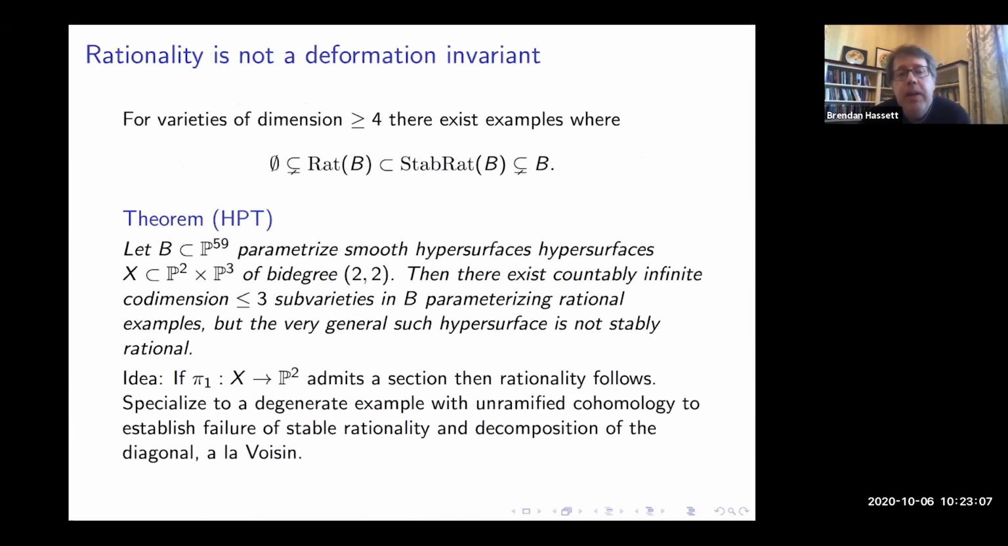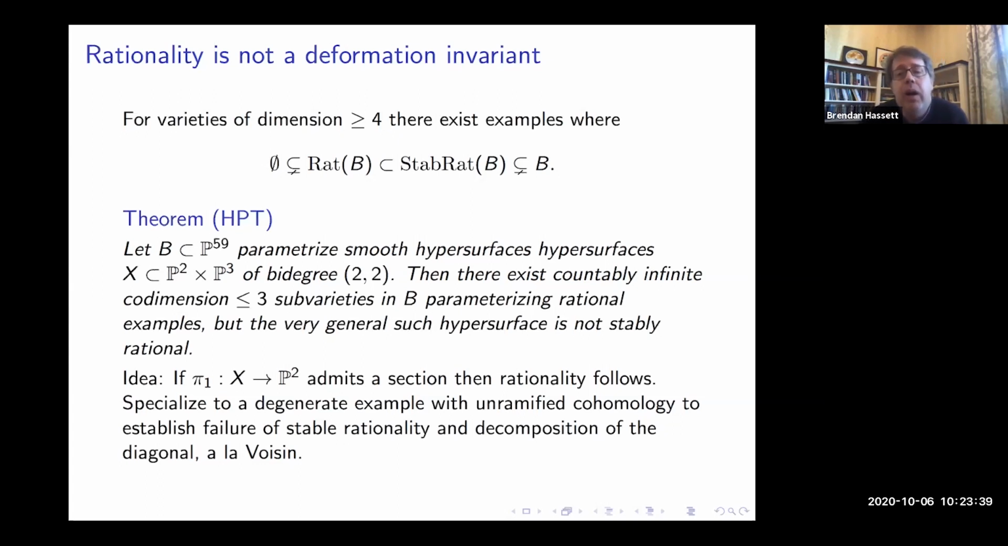However, recently, maybe 4 years ago, we found that rationality is not, in fact, a deformation invariant. And so for fourfolds and higher dimensional varieties, there are cases where the rational locus is non-empty, but is strictly contained in the base of the parameter space. And I'm going to show you an example. This is due to myself, Alena Pirutka and Yuri Tschinkel.